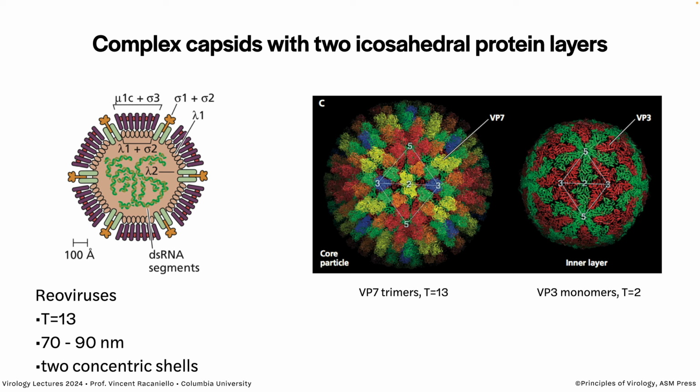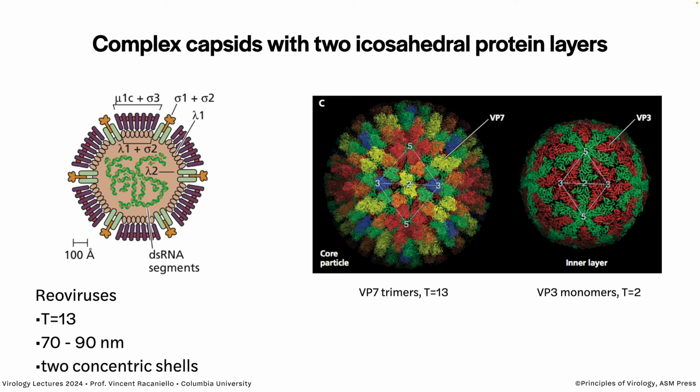Some viruses actually have 2 icosahedral protein layers. These are reoviruses that are double-stranded RNA viruses. They have 2 shells with different T numbers. They have an inner shell, which is a T equals 2, and they have an outer shell, which is a T equals 13. And here is a schematic of that. The inner shell is in light tan, and the outer shell is in purple.